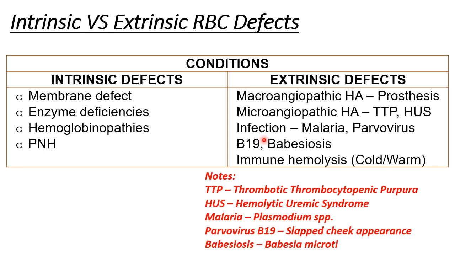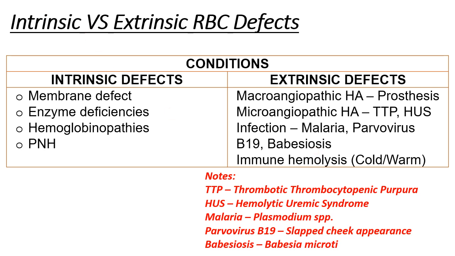Infections naman tayo. Pwede dyan ang mga malaria natin, which is major cause ay yung mga Plasmodium species, Parvovirus B19, which can cause aplastic anemia, lalong na sa mga bata, and it can produce slapped-cheek appearance in physical examination, and babesiosis caused by causative agent called Babesia microti.